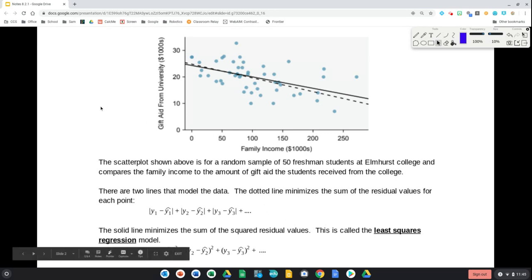Now we're going to look at the least squares regression model for a couple of reasons. First of all, as I already said, it's the easier one to calculate. And so it's always nice to stick with the easy version. That's what we're going to go with.